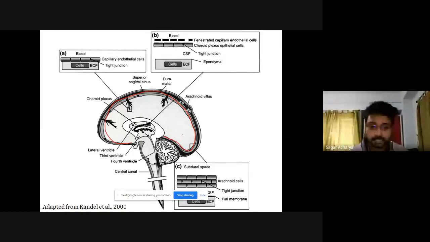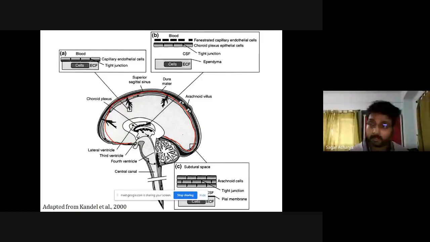One is the blood-brain barrier, that is the endothelial cells that form the wall of the capillary. Second, the blood-CSF barrier, that is called the blood cerebrospinal fluid barrier, that is the endothelial cells of the choroid plexus facing the cerebrospinal fluid. Fine. So that is the blood-CSF barrier.